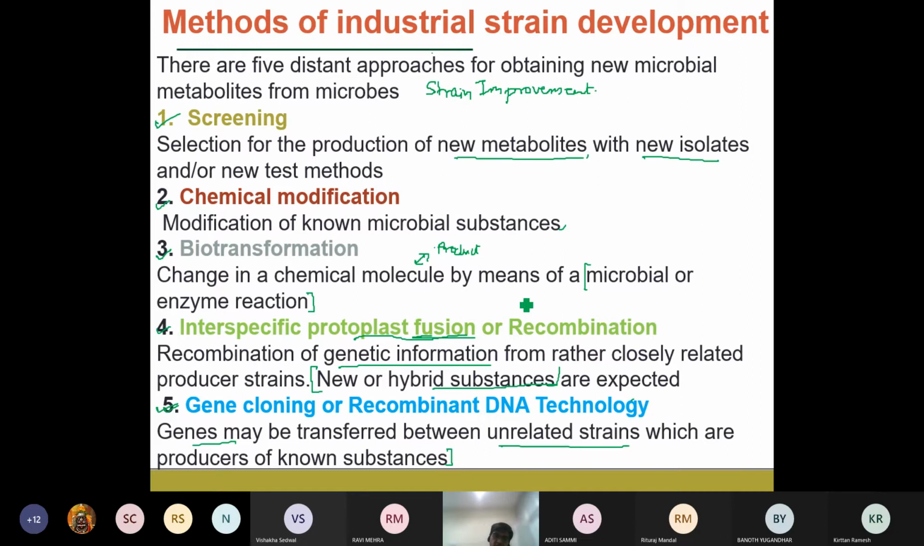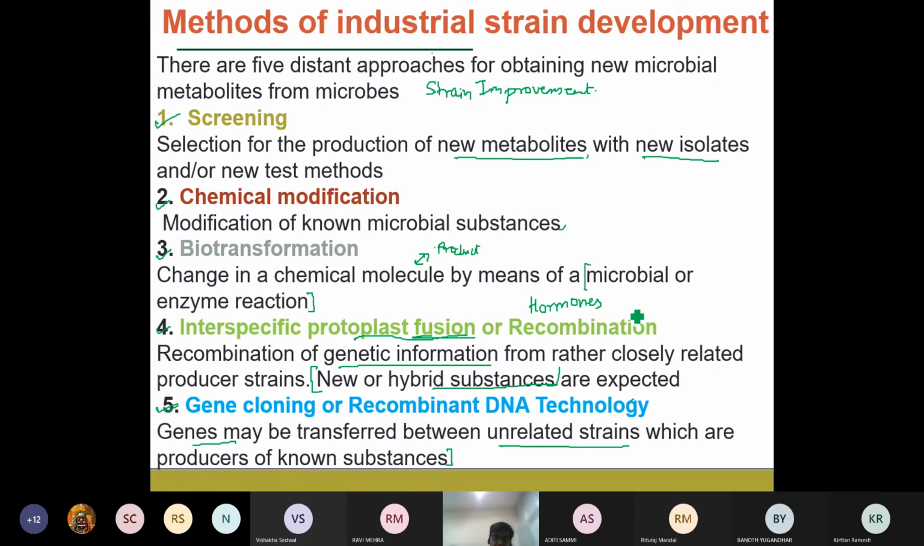So for example, some of the hormones or the growth factors are actually being produced by the plant cells. In that case, protoplast fusion, interspecific protoplast fusion, is one of the techniques by which you can combine the genetic information of two different plants.